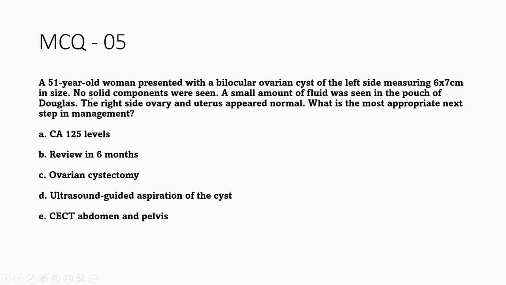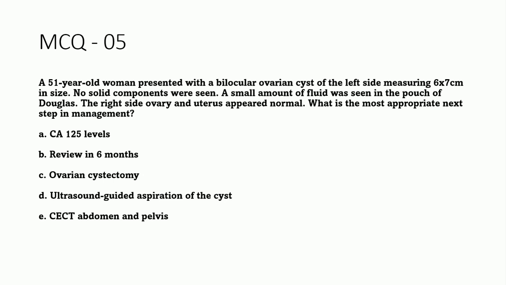The next one, a 51-year-old woman, almost postmenopausal, presented with a bilocular ovarian cyst. There are two locules on the left side, measuring 6 to 7 centimeters in size. No solid components were seen. A small amount of fluid was seen in the pouch of Douglas. The right ovary and the uterus appear normal. What is the most appropriate next step in the management?